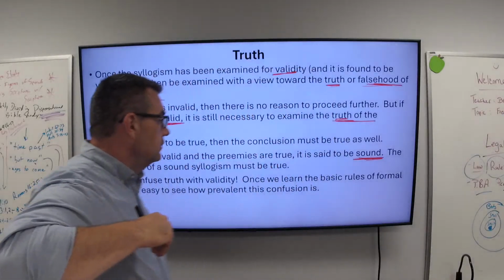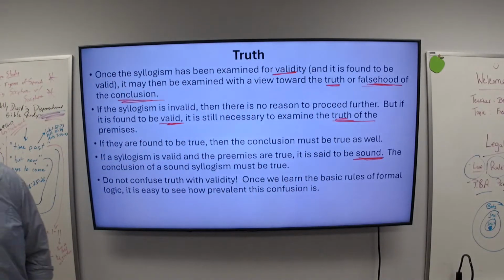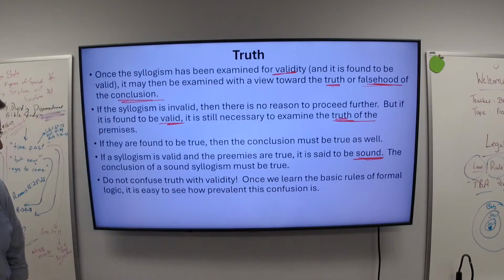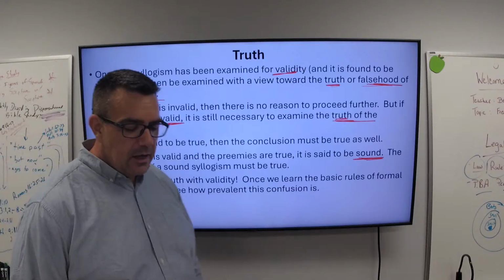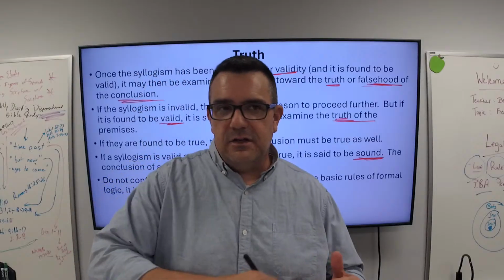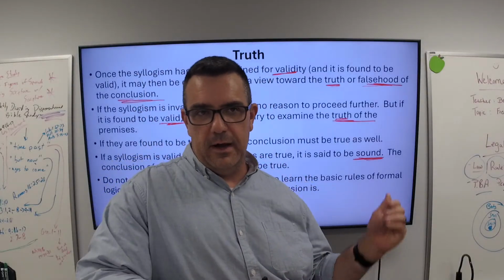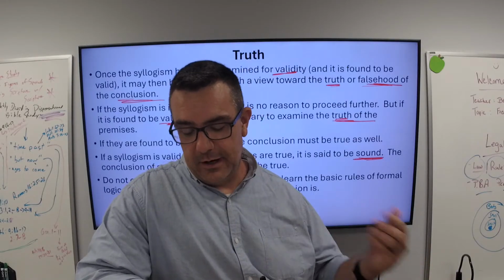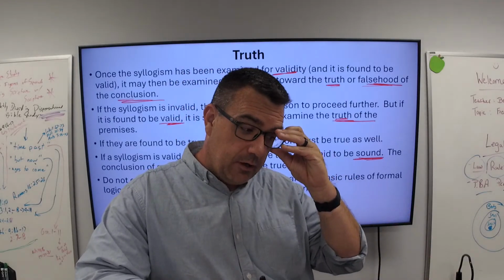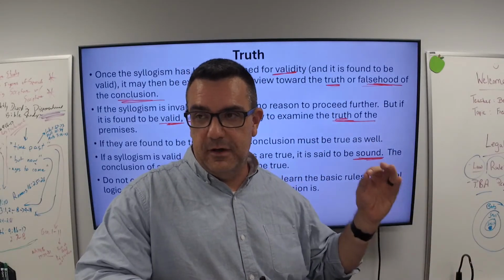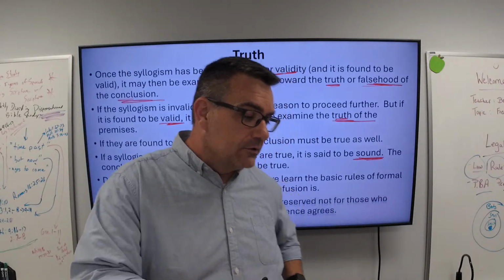Do not confuse truth with validity. I've said that a bunch of times already. But once we learn the basic rules of formal logic, it's easy to see how prevalent this confusion is. And I have to confess, is it necessarily easy to grasp all of this right away on the first pass, or do you really have to think about it? That's why a lot of people bow out when it comes to logic, because it requires a lot of really specific, detailed thought about what's going on.